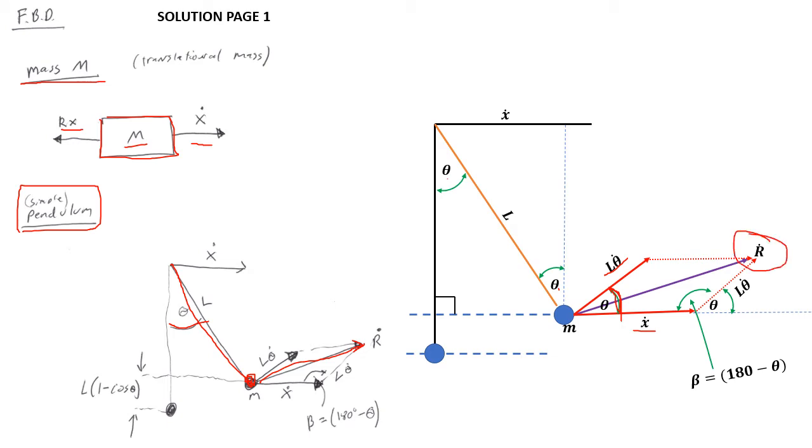If that's a theta, then this opposite angle over here is a theta as well, which would make this angle right here beta, which is 180 minus this theta, because this whole thing is 180. 180 minus theta will give us just this portion right in there.